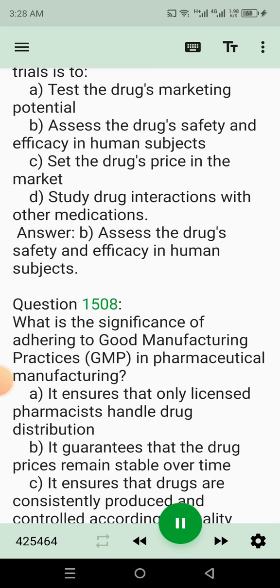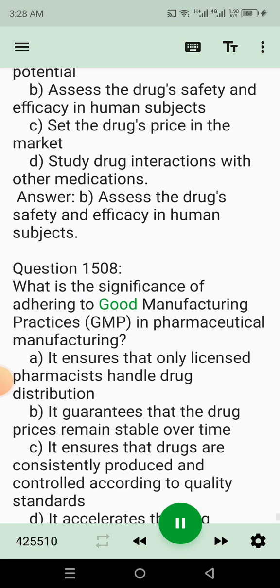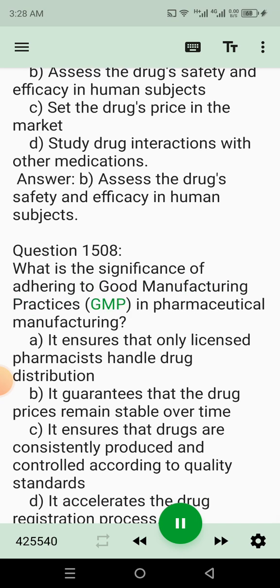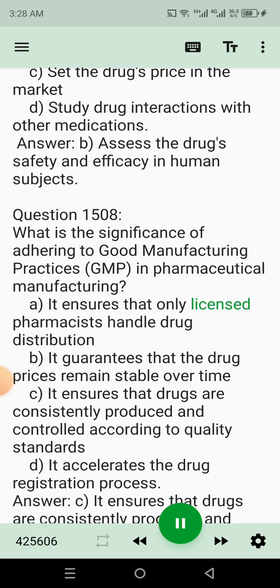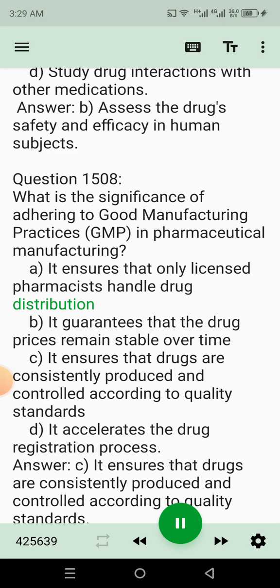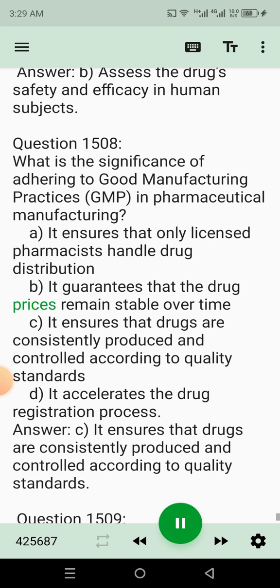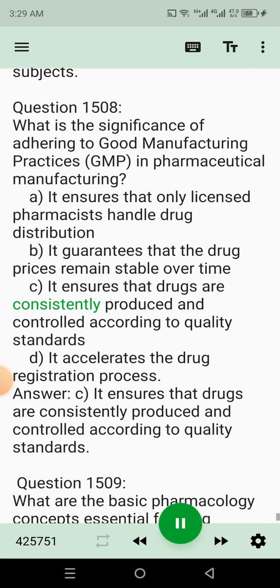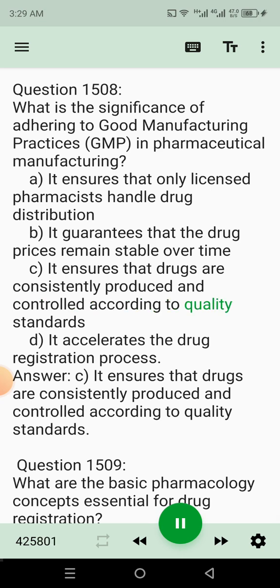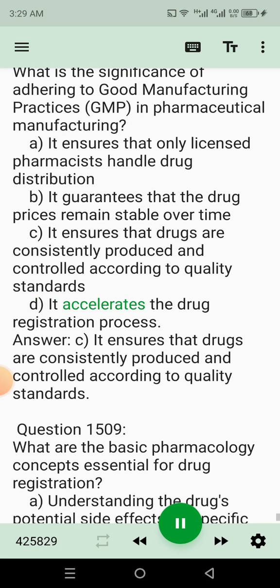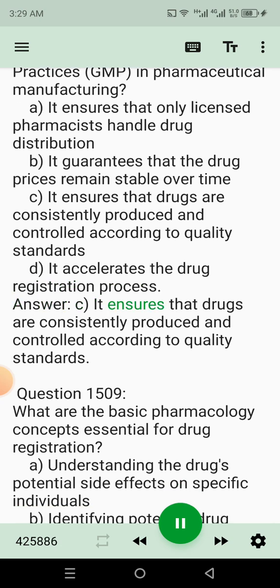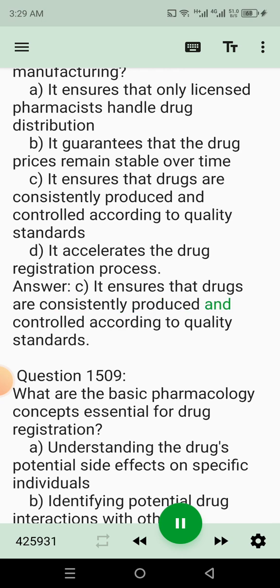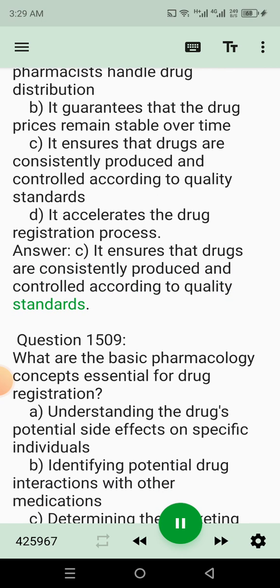Question 1508. What is the significance of adhering to good manufacturing practices (GMP) in pharmaceutical manufacturing? A. It ensures that only licensed pharmacists handle drug distribution. B. It guarantees that the drug prices remain stable over time. C. It ensures that drugs are consistently produced and controlled according to quality standards. D. It accelerates the drug registration process. Answer. C. It ensures that drugs are consistently produced and controlled according to quality standards.